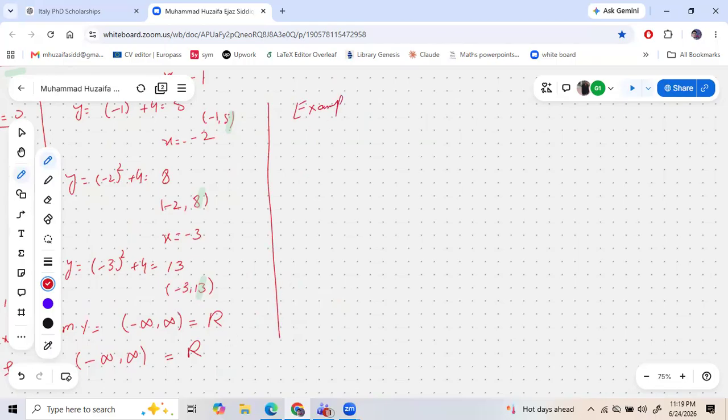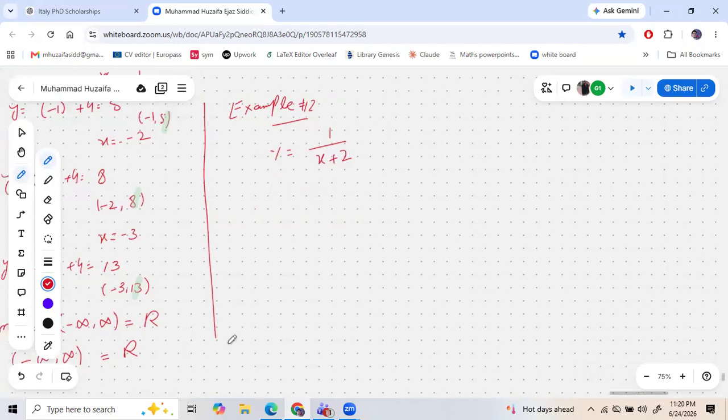Example problems. Example or problems is what this is: y is equal to 1 over x plus 2. So look at here. First one is to find the point where the function is undefined.